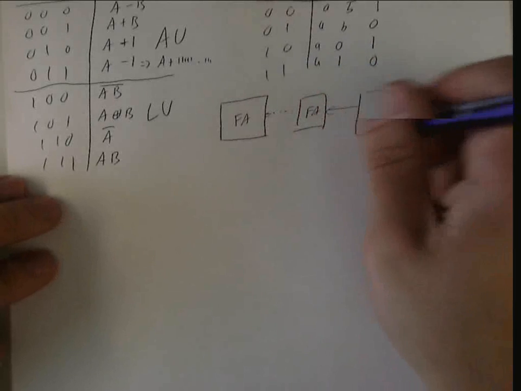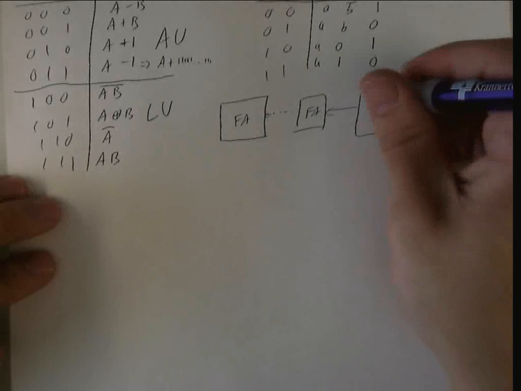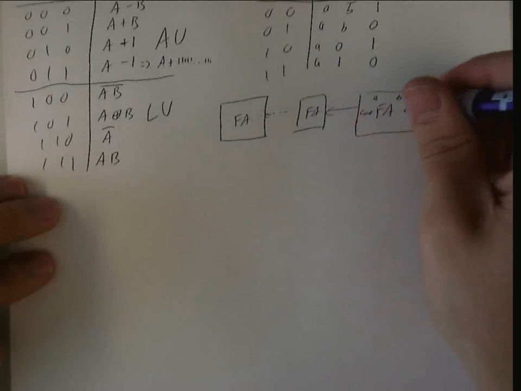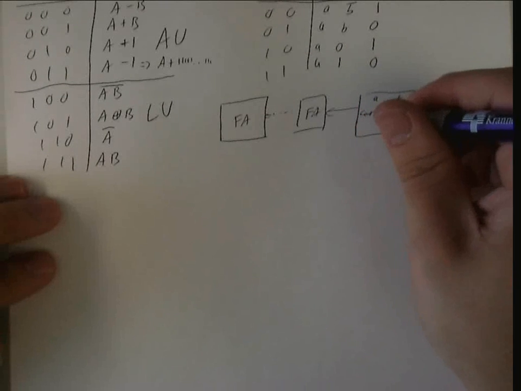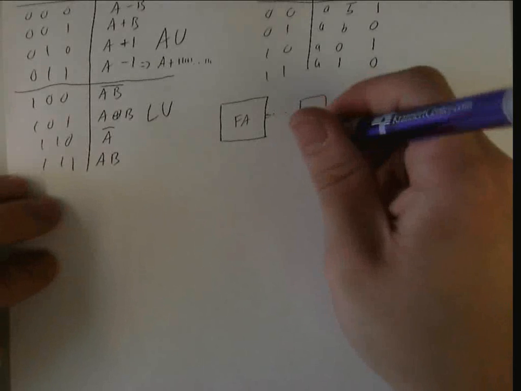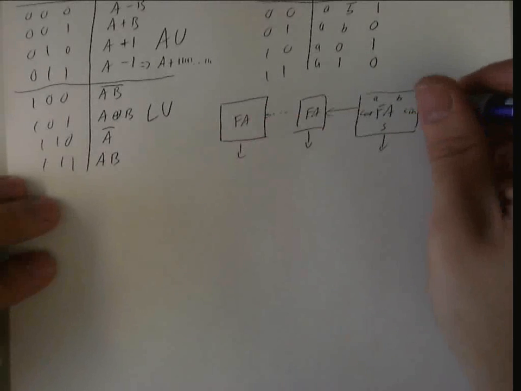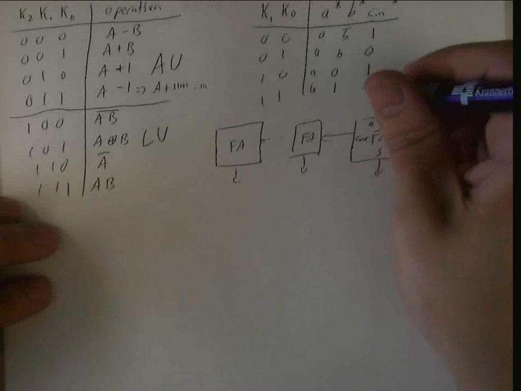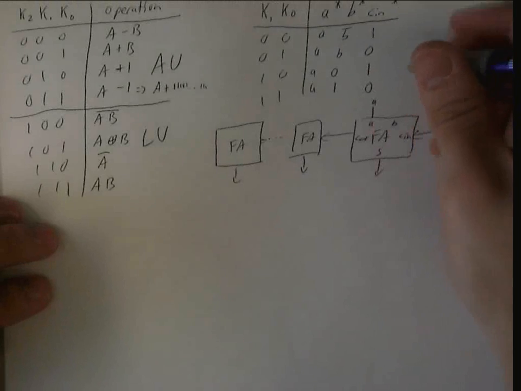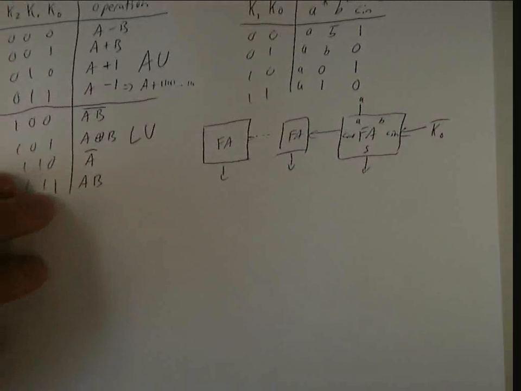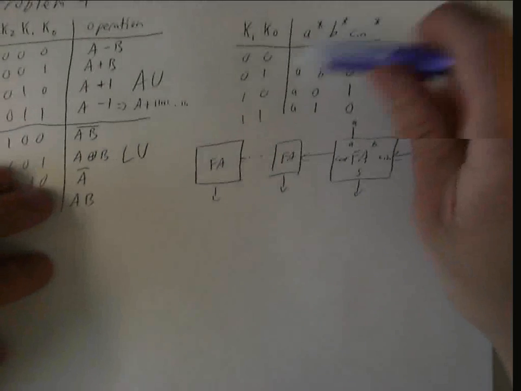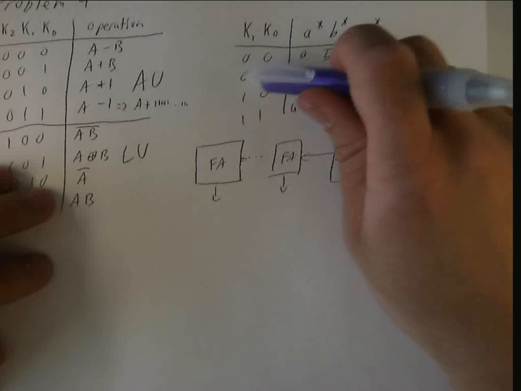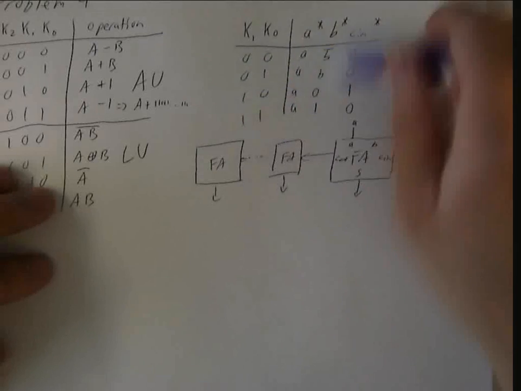I'll make this a little bigger so I can label it properly. FA, A, B, C out, C in, and S. So these are all going to be coming out. And my Cn here will be K0 bar. A is just going to be A. And B is going to be, so K1, K0, K1, K0, B. And so I've got four different conditions here.